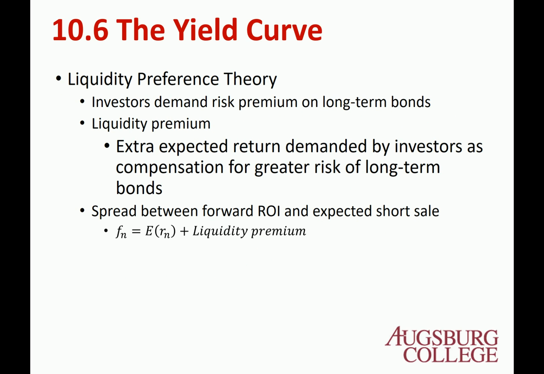Now, why do we have a yield difference between the short term and long term? There's the liquidity preference theory. It says that investors demand a risk premium on long-term bonds, which means that because long-term bonds are less liquid, you need to pay a liquidity premium for them. So that's the extra expected return demanded by investors as compensation for the greater risk of long-term bonds because of the liquidity. Okay.